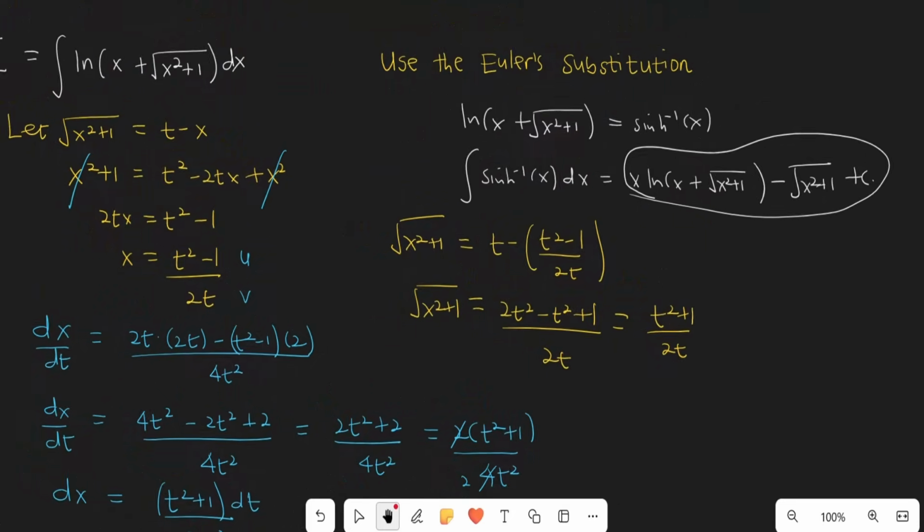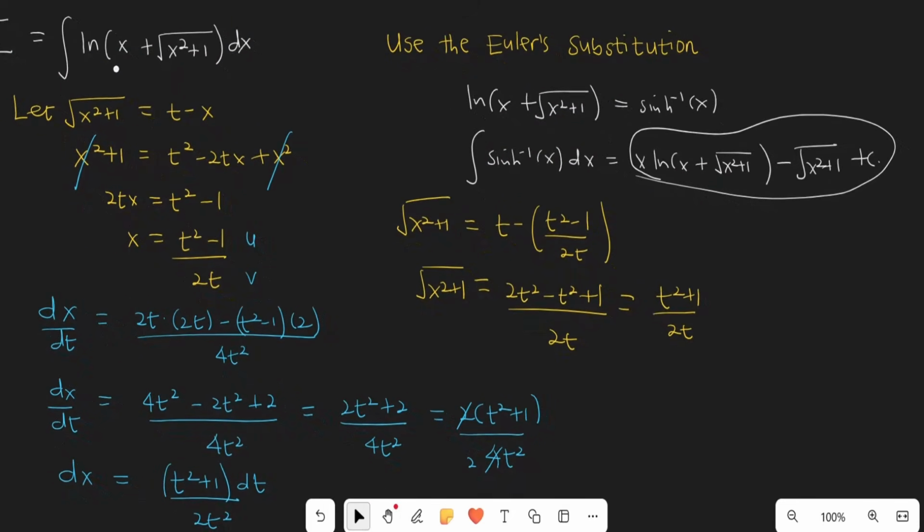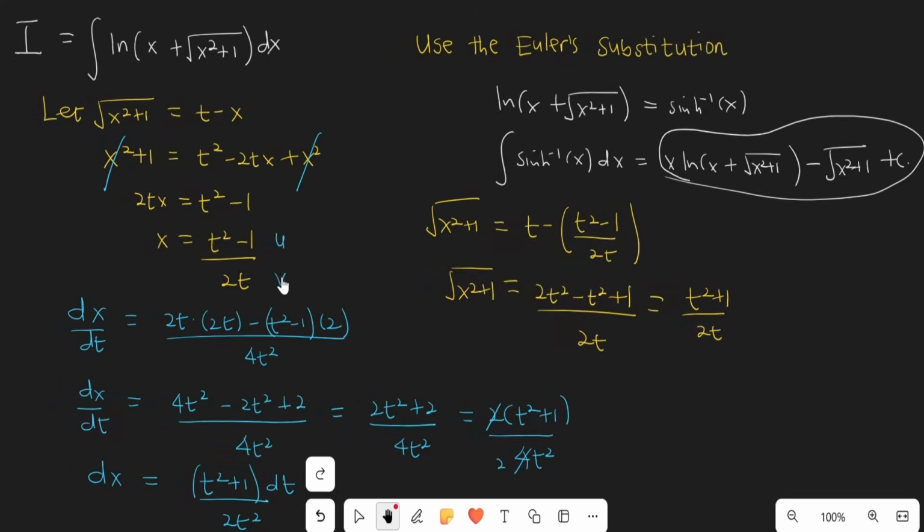So apart from using Euler's method, you can just recognize that this function, ln of x plus the square root of x squared plus 1, is the same as the inverse hyperbolic sine of x. And using integration by parts, you can easily integrate this. And the answer to that is x ln of x plus the square root of x squared plus 1, minus the square root of x squared plus 1. So this is how to solve this.